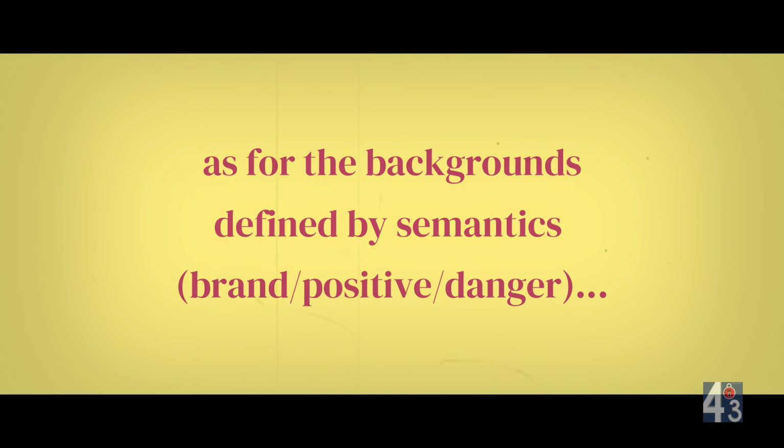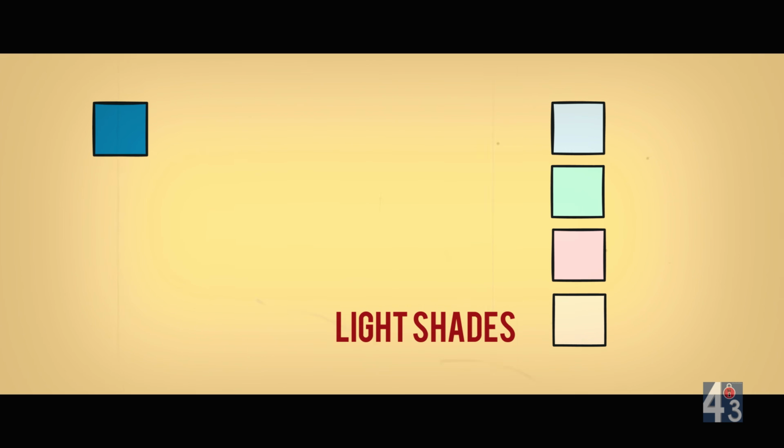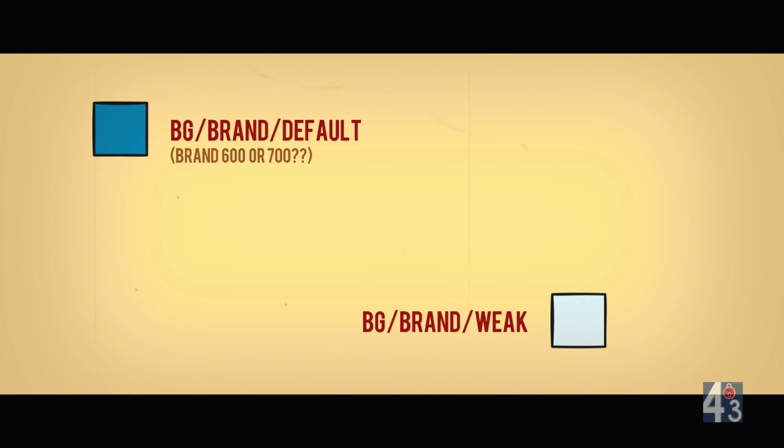Primary would be darkest and tertiary would be lightest. For the BG semantics, you could have extremes of hierarchy, a dark shade and a very light shade. Hence, it may be better to use something like BG brand default, which could be brand 600 or brand 700, and BG brand weak, which could be brand 200 or brand 100.